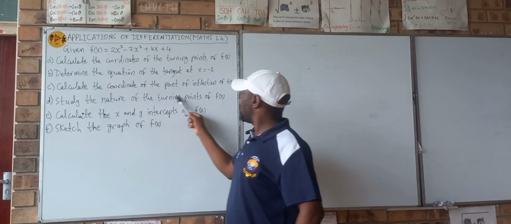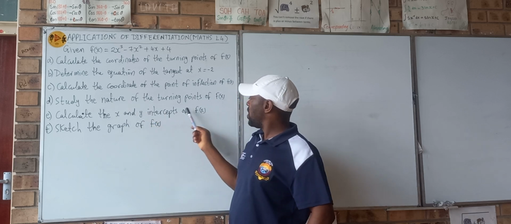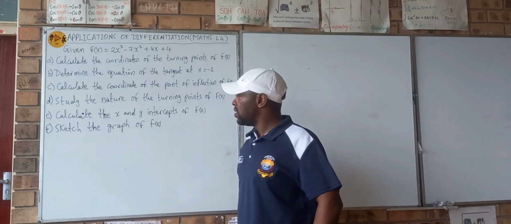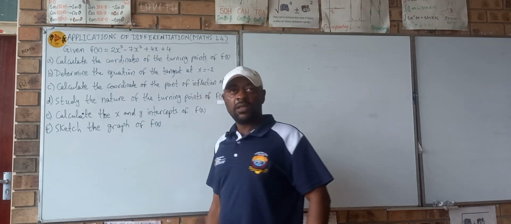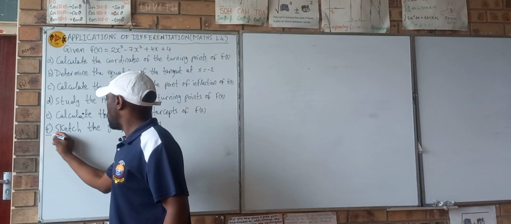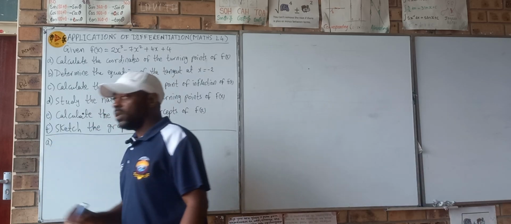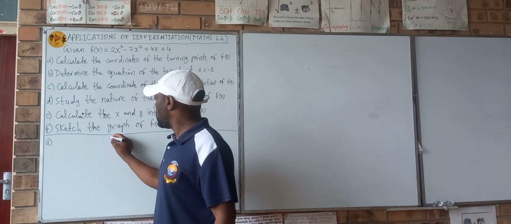Then we study the nature of the turning point, we calculate the x and the y intercept of the function, then we sketch the graph. So that is our lesson for today. So I want to start with A. So the A part says we need the coordinate of the turning point.